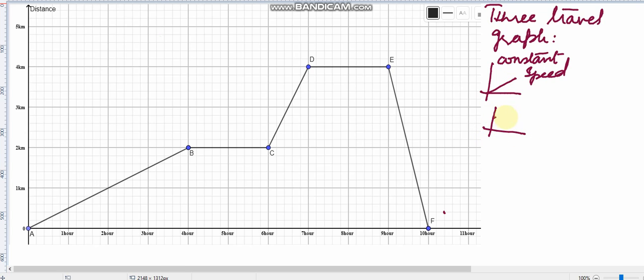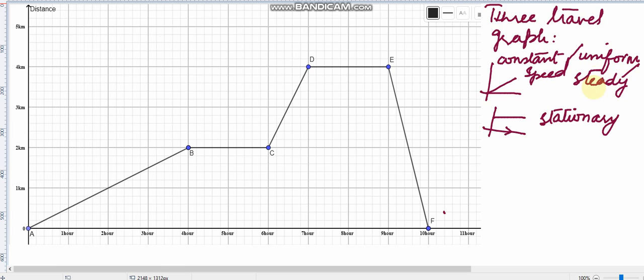What about this graph? This is parallel to the x-axis. Remember, the graph parallel to the x-axis shows that the object is stationary. Not to forget that we have some different terms as well. For example, constant speed is also known as uniform speed and also as steady speed. So always remember these three terms. And about stationary, at times we write stationary, at times we say that the object is at rest.